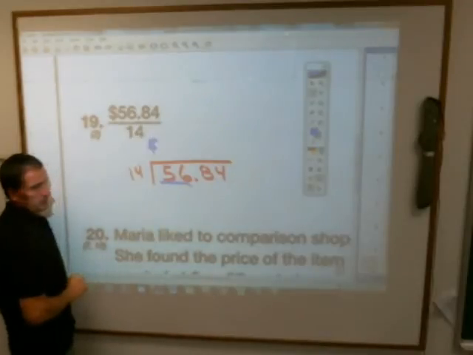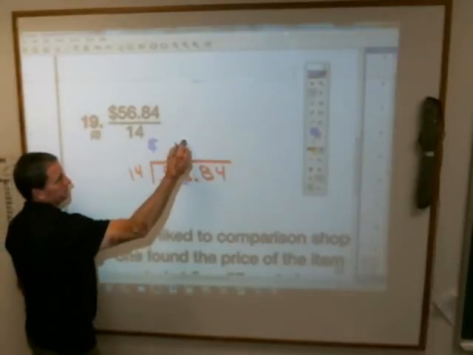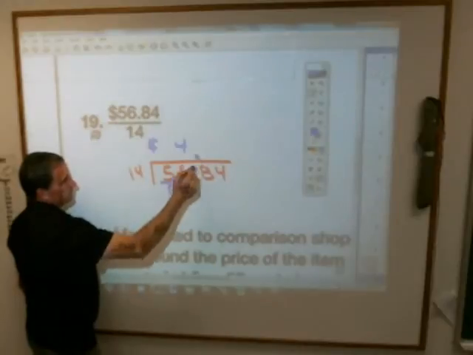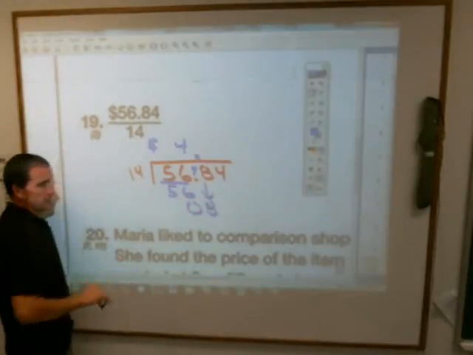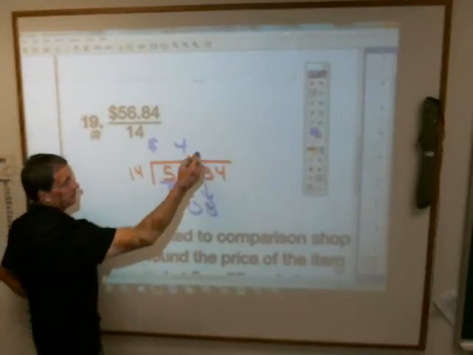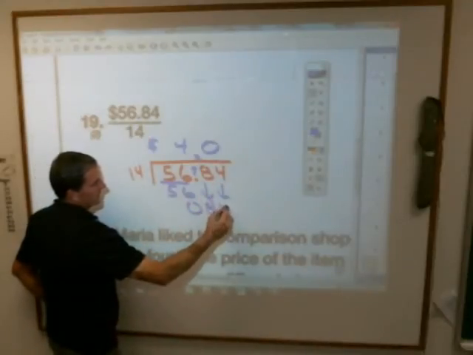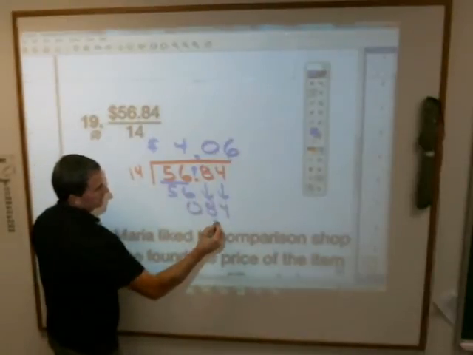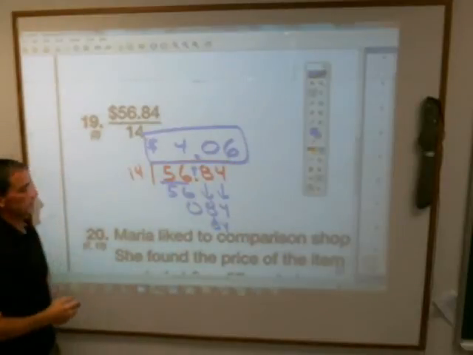14 goes into 56 probably 4 times, which is 56. Here's where you have to be a little careful. You get 0, you bring down the next number. Anytime you bring down a number, if this doesn't go into it, you have to put a 0 up there. And then you bring down the next number. 14 goes into 84. It looks like 6 times exactly. So $4.06 is our number there.